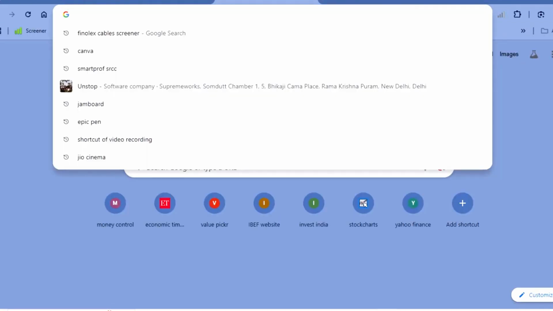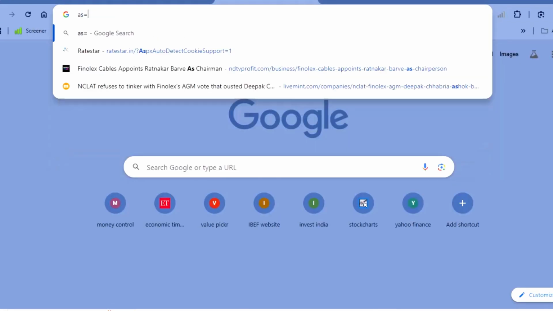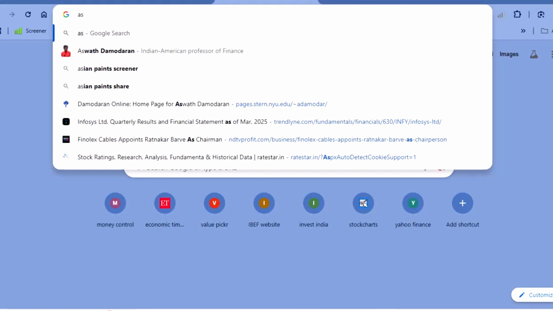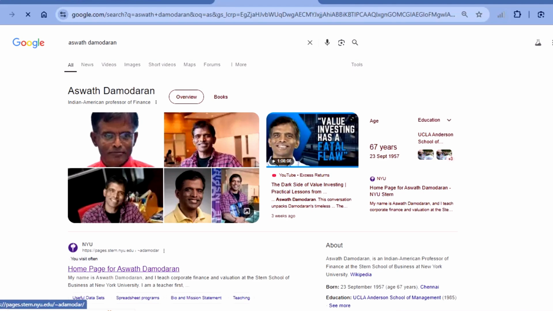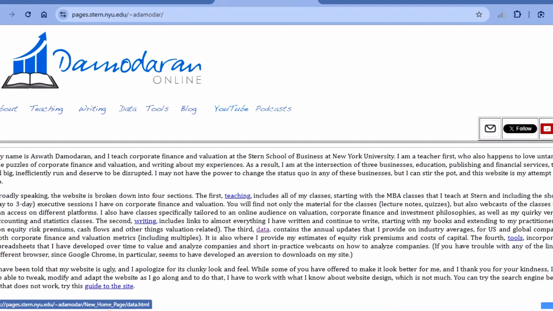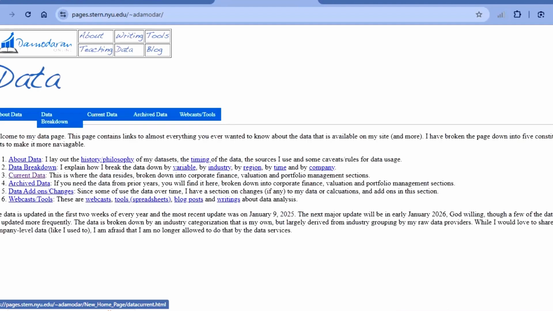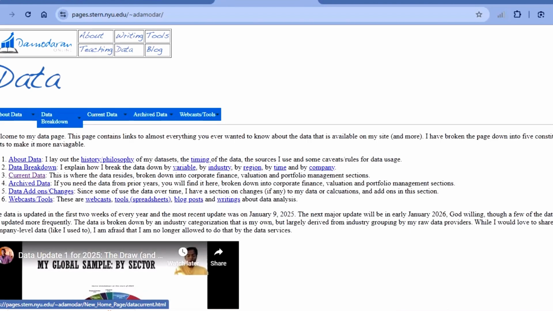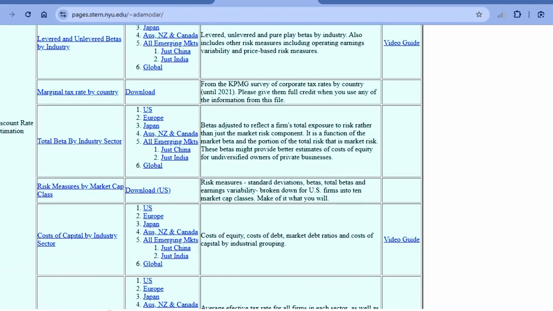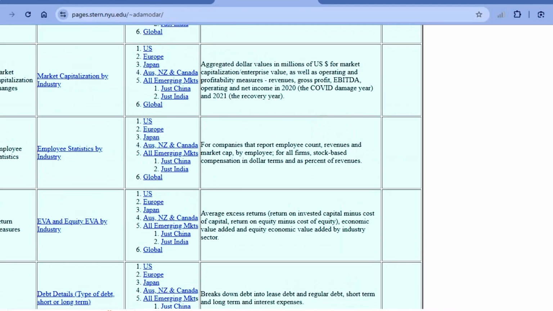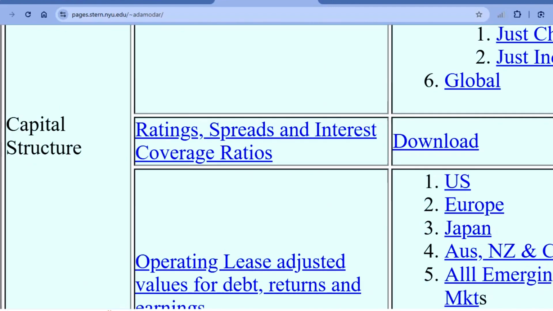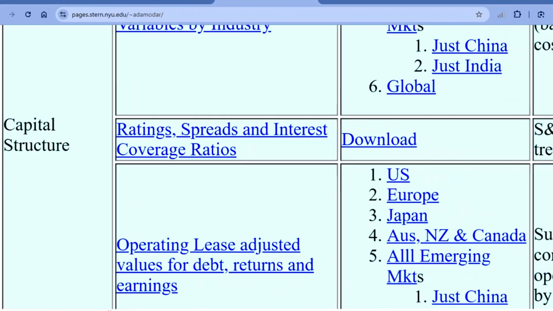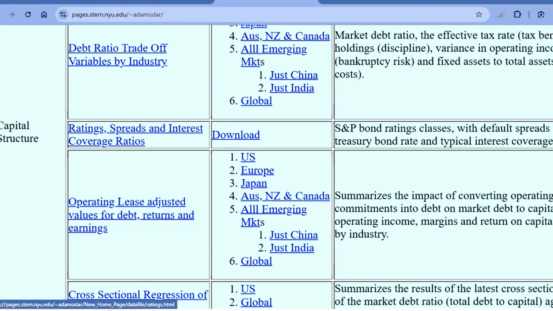Okay, we will search again for Aswath Damodaran and go to the website. Go over to data, current data. You will find this: rating, spread, interest coverage ratio. Open this.